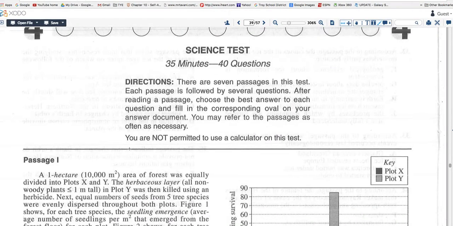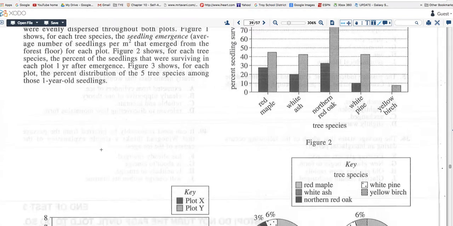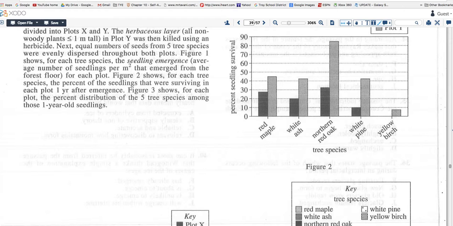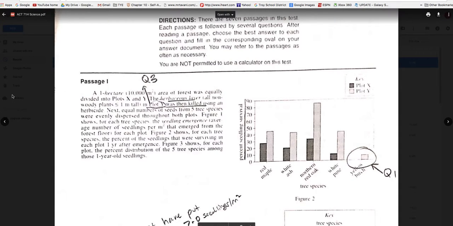Okay, guys, let's get started with 71H science. All right, before we do this, we're gonna go over science notes.